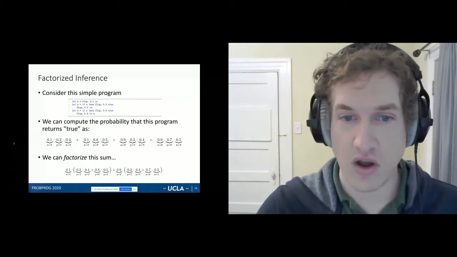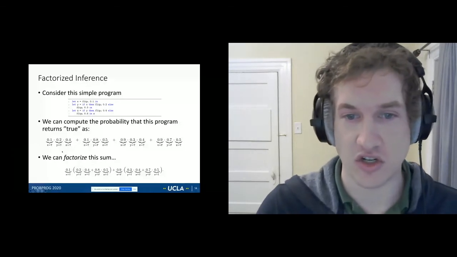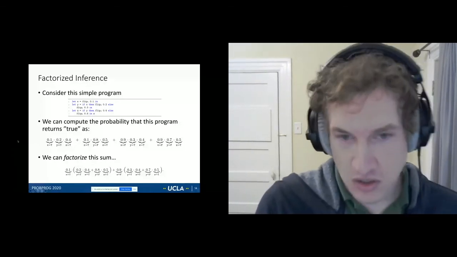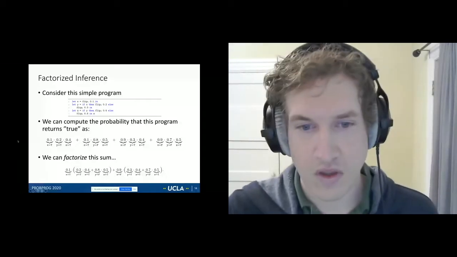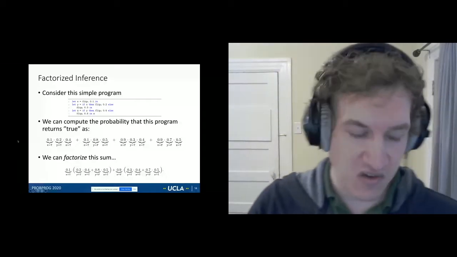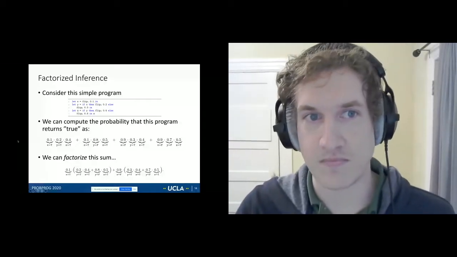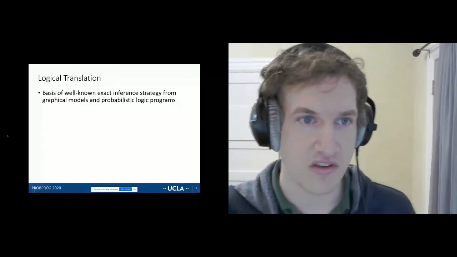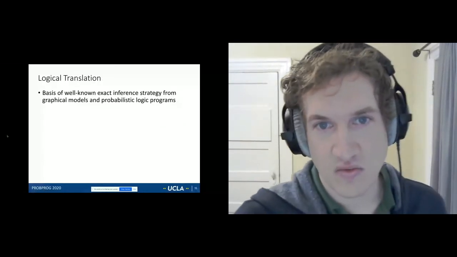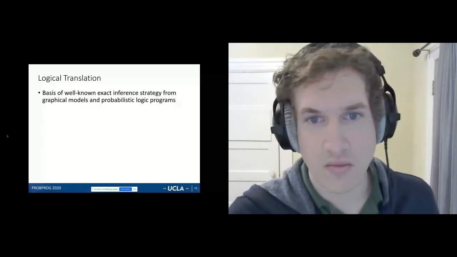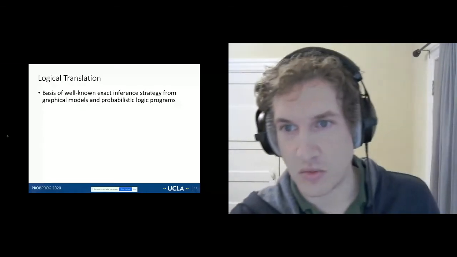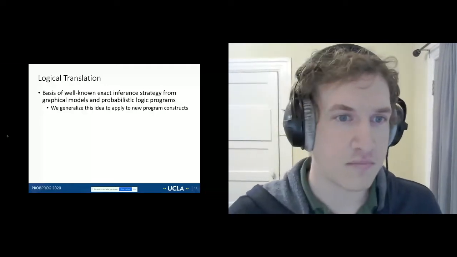Of course, you don't want to first generate this very large term above. You want to directly work in the factorized representation. And this is what Dice does. So how can we find and exploit these factorizations automatically? That's going to be the engine that DICE uses. The key idea here is to use logical translation. It's the basis of well-known exact inference strategies from graphical models and probabilistic logic programs, and we're going to generalize this idea to apply to program constructs in DICE.